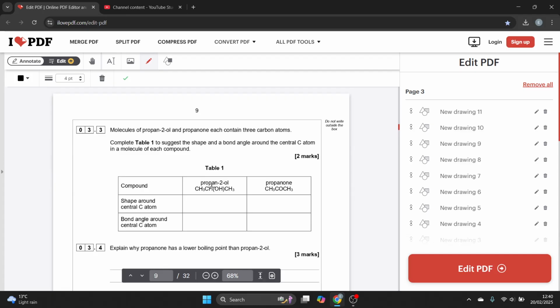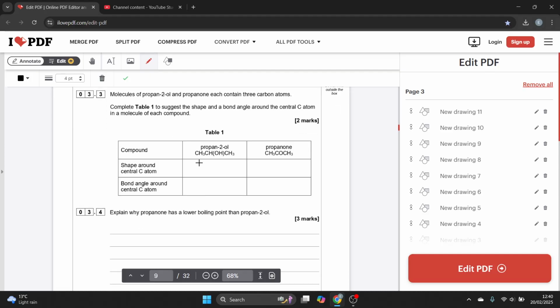Molecules of propan-2-ol each contain 3 carbon atoms. Suggest the shape around the central carbon atom and the bond angle. For propan-2-ol, it's tetrahedral. Obviously, therefore, the bond angle is going to be 109.5 degrees. And then propanone is trigonal planar. Once you know the shape, you know the bond angle, 120 degrees. Tetrahedral, 109.5 degrees. Trigonal planar, 120 degrees.